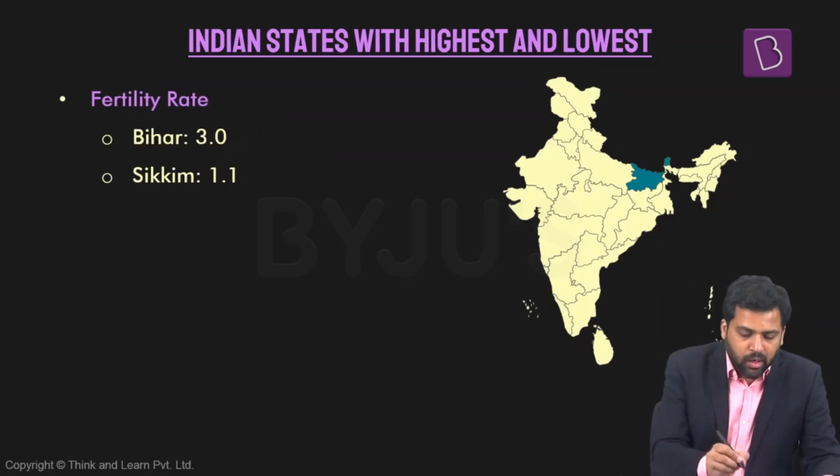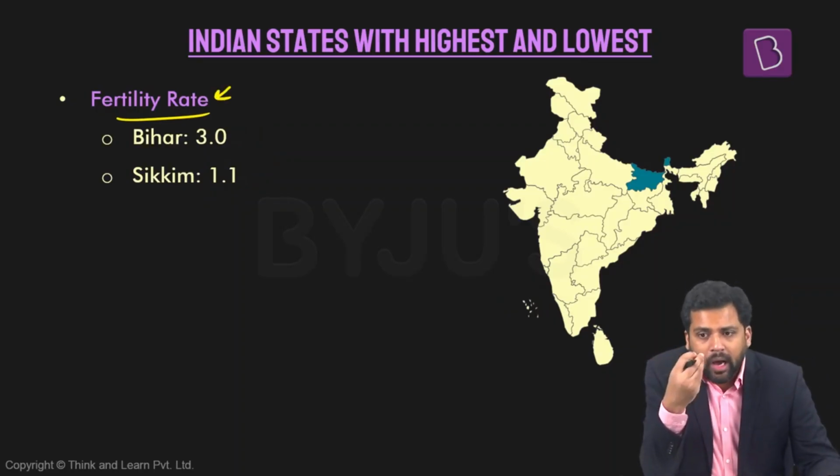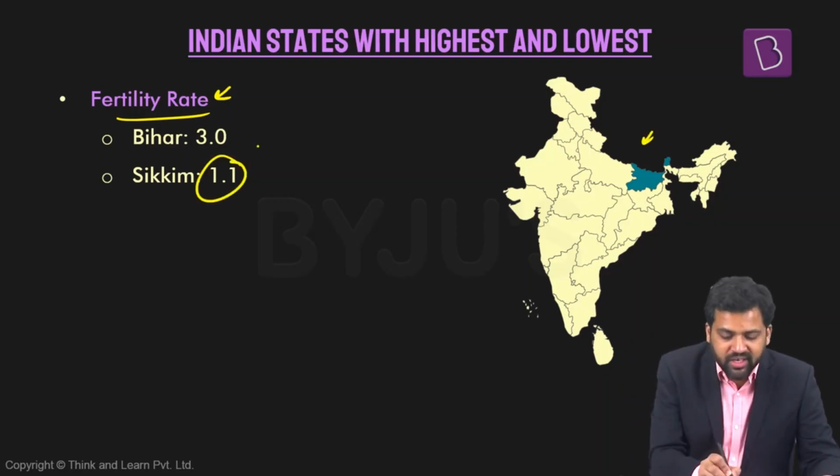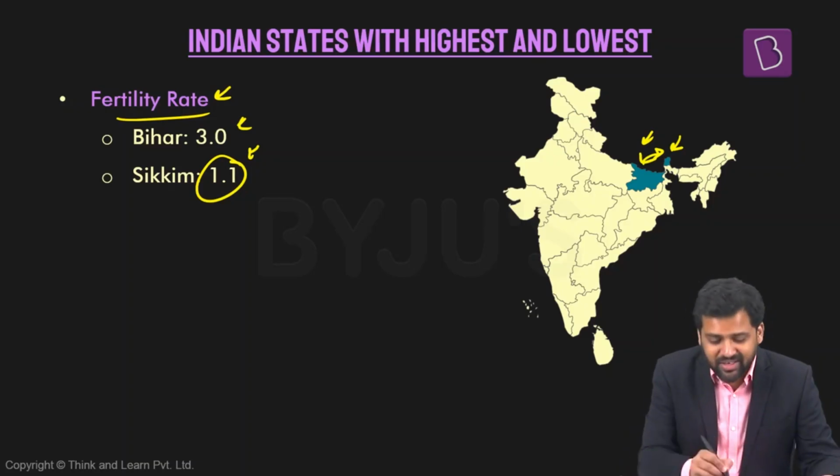Huge variation. Now, fertility rate. Fertility rate implies, on average, how many children a female is expected to give birth to in her lifespan. The fertility rate in Bihar is 3. An average female in Bihar is expected to give birth to 3 children. On the other hand, Sikkim has the lowest fertility rate, a state which is not very far from Bihar. It is just 1.1, the lowest fertility rate.